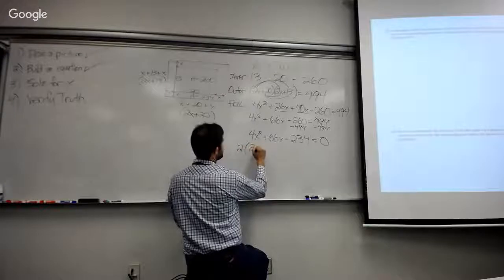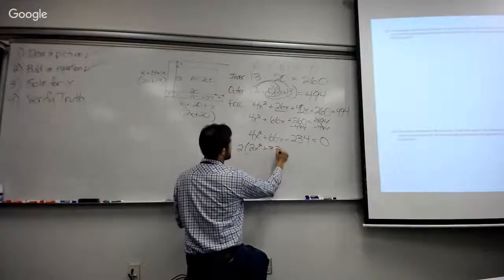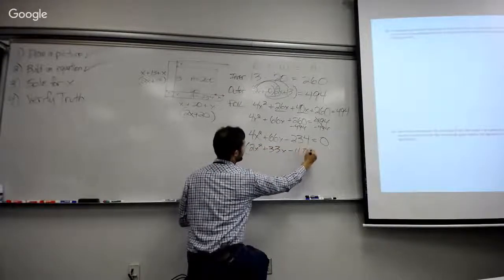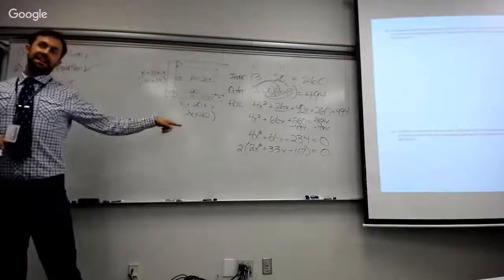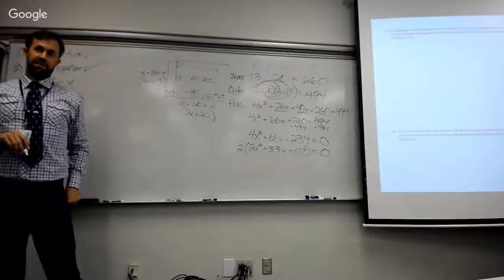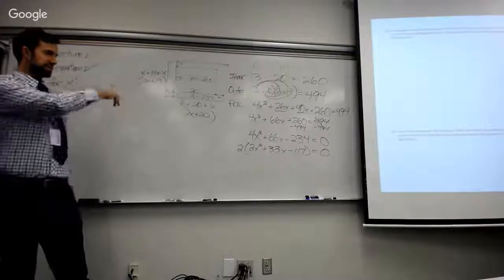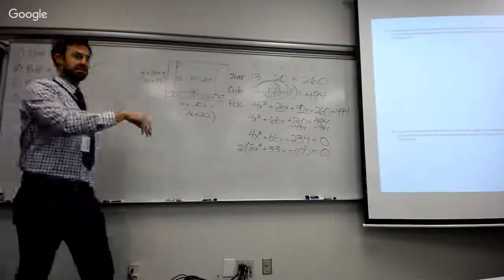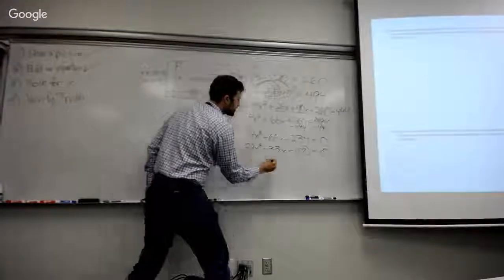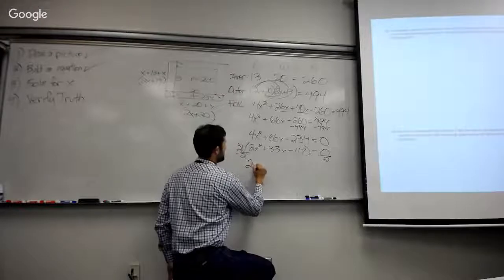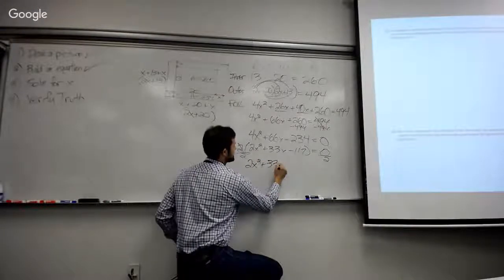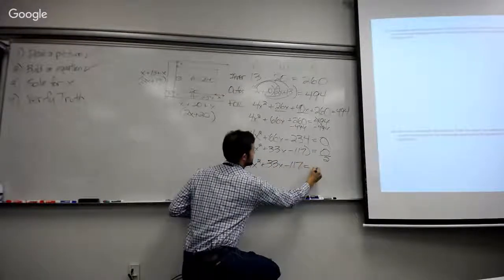So now we have 2x squared plus 33x minus 117. Now we've got that little pesky 2 out front. What can we do with it? Get rid of it. Yeah, we could just divide the 2 off and get rid of it completely. It's no longer part of the problem. We don't have to keep looking at it. So now we have 2x squared plus 33x minus 117 equals 0.